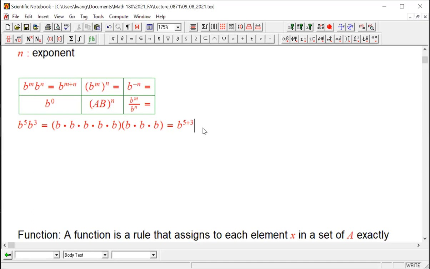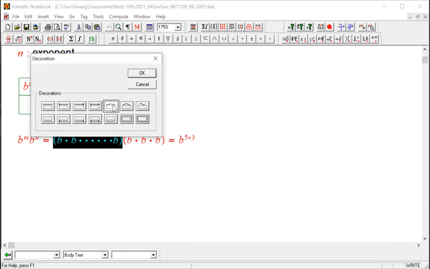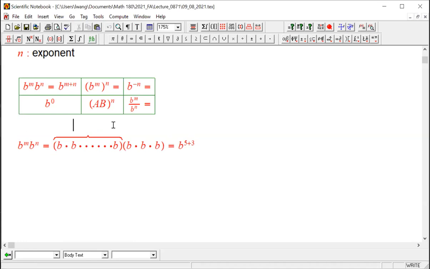Okay, so what is m? What if this is m, this is n? Then you have m of them, m times, and over here we might have n of them, n times. And therefore, this is going to be m plus n. Do you need to memorize? No, we don't need to memorize.